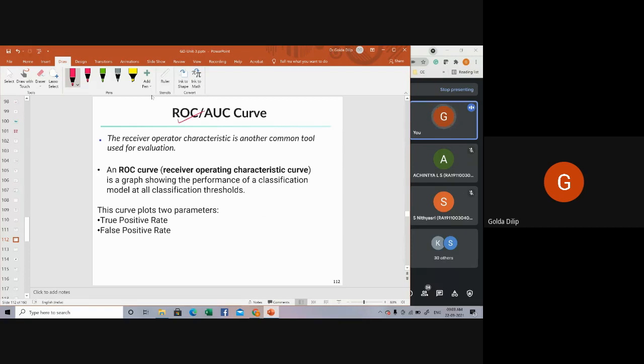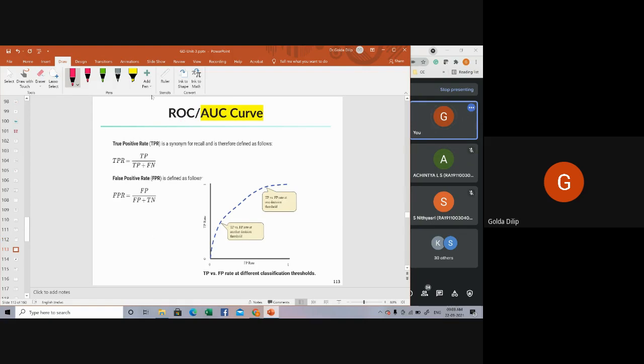Then we also looked into the receiver operator characteristic curve, called the ROC curve. That's another common tool for evaluating the performance of classifiers. We saw the graph showing the performance of the classification model at various classification thresholds: false positive rate versus true positive rate. True positive rate is nothing but your recall, the fraction of positive instances that are correctly labeled as positive. The other one is the false positive rate.